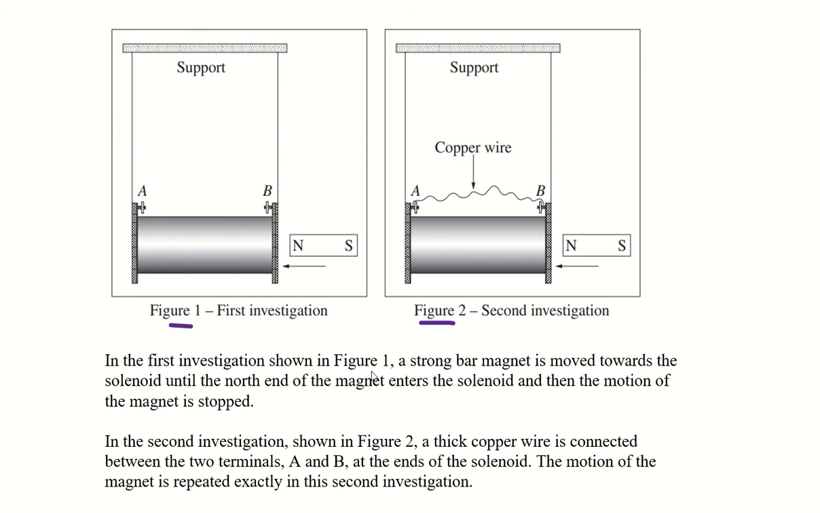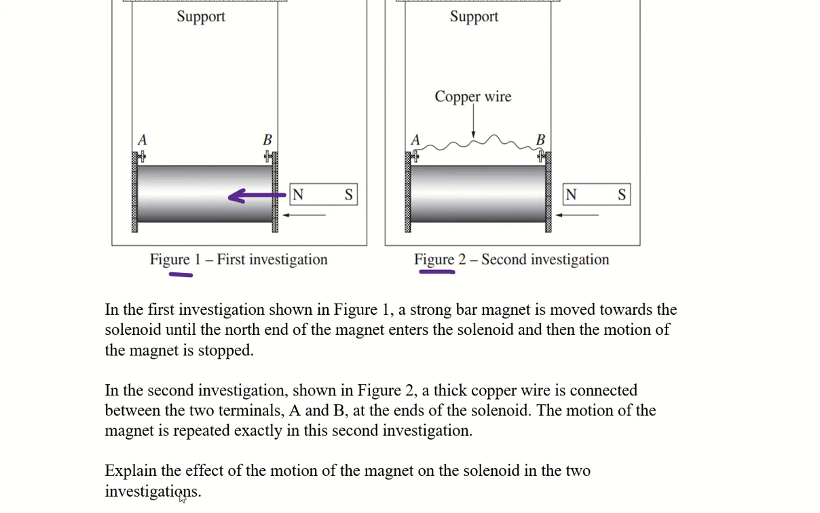In our first experiment shown in figure 1, a strong bar magnet is moved towards the solenoid until the northern end of the magnet enters the solenoid, and then the motion is stopped. In the second investigation shown in figure 2, a thick copper wire is connected between the terminals A and B at the ends of the solenoid. The motion of the magnet is repeated exactly in this second investigation. Explain the effect of the motion of the magnet on the solenoid in the two investigations.